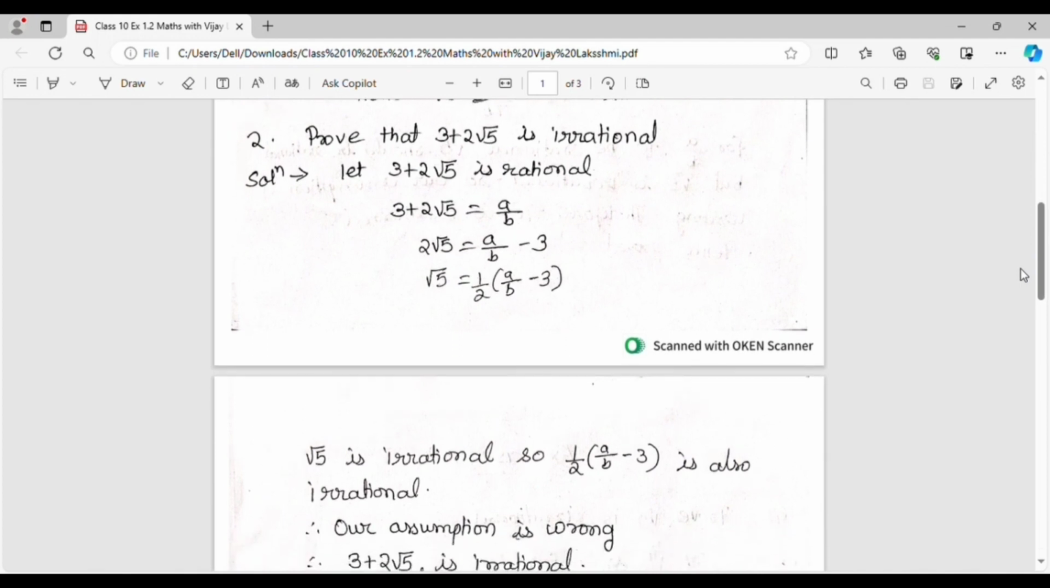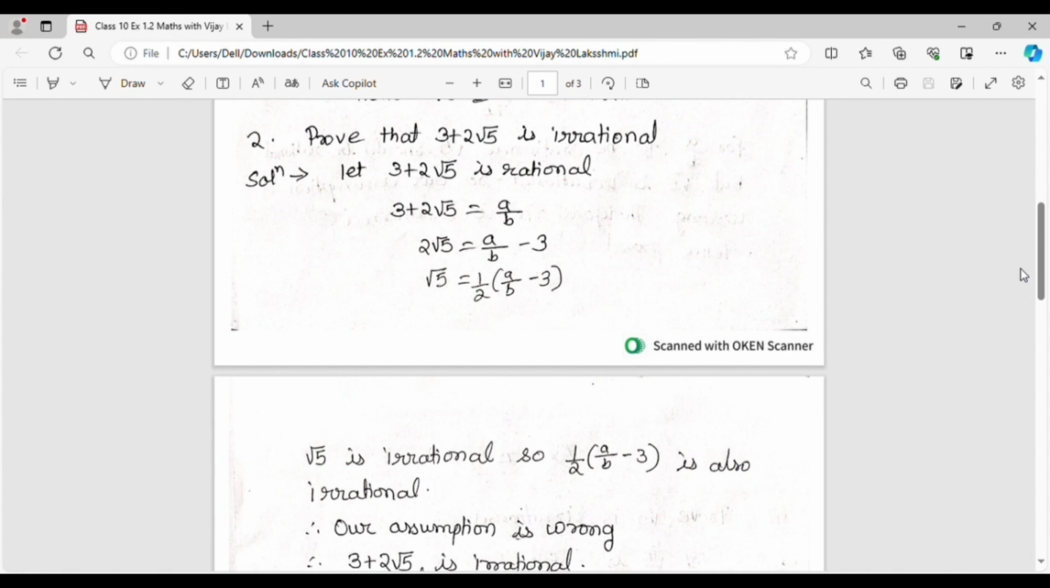Second question, which is very important also, prove that 3 plus 2 root 5 is irrational. Again we will take the contradiction. We will assume it as rational. 3 plus 2 root 5 is equal to a upon b. Taking 3 to the other side, 2 root 5 equal a upon b minus 3. We will make root 5 as the subject, meaning root 5 on the left side, and all the other terms we will take to the right according to the algebra rules.